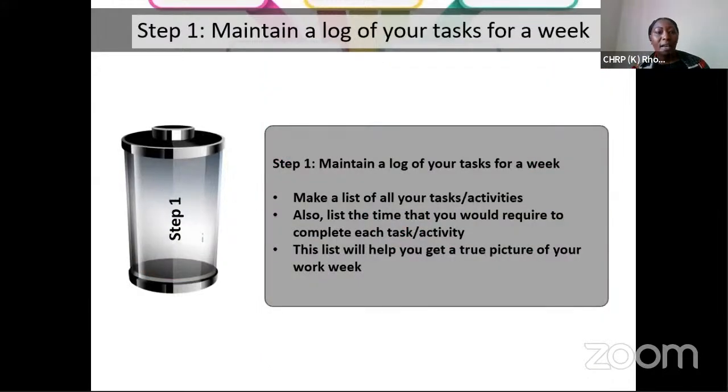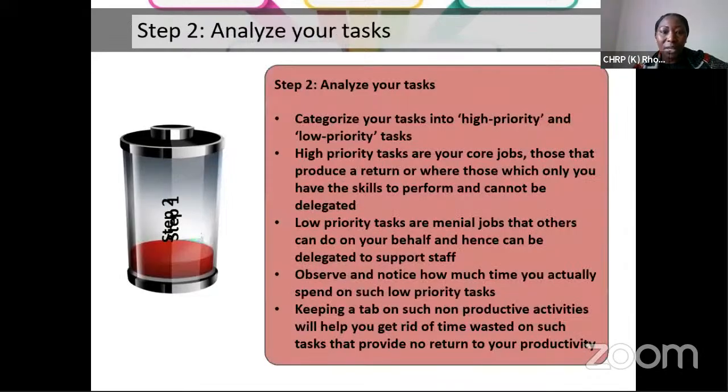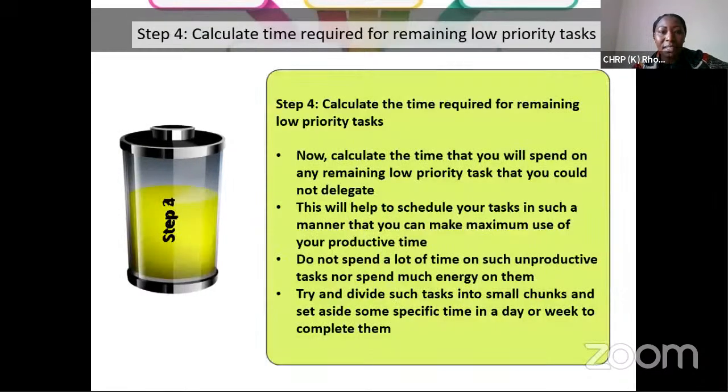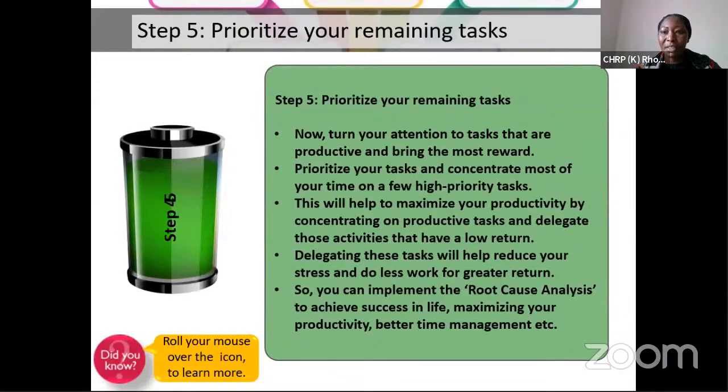So I will say, step 1, maintain a log of your tasks for the week. What does it entail? Make a list of all your tasks and activities. List the time that you would require to complete them. Then the list will help you to give a true picture of your work week. Analyze, I think we have gone through that. Delegate, then calculate the time required for low priority. Then maybe the last step is very key because these are the things that remain in your bin that you have to deal with.